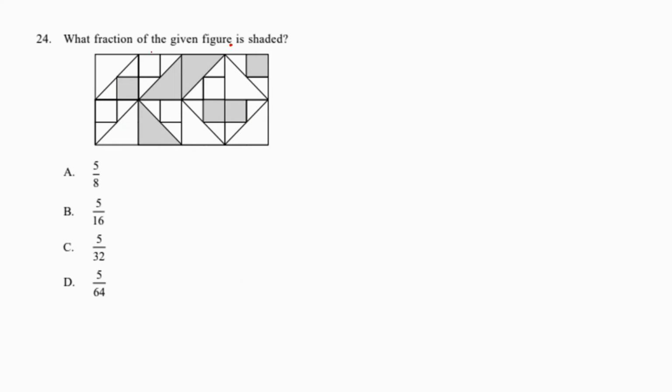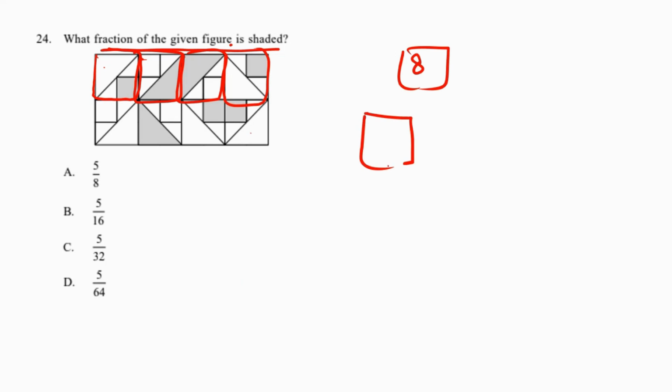Next question reads: what is the fraction of the given figure shaded? Okay, if we observe over here, we have 1, 2, 3, 4, and bottom 4, total 8 squares. If we divide the squares into triangles, there would be 2 portions, half and half.